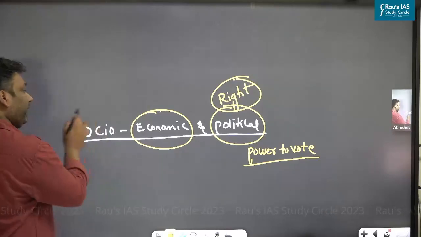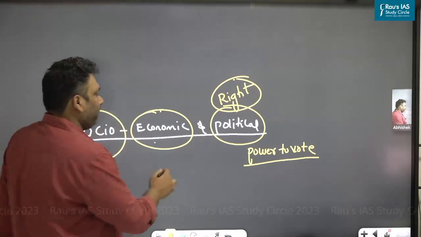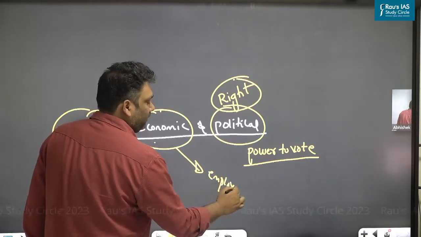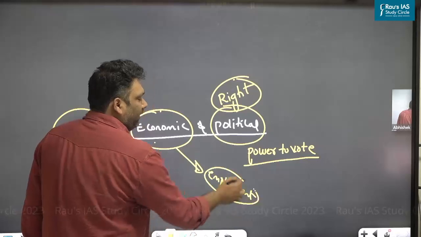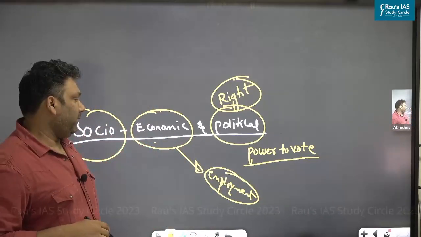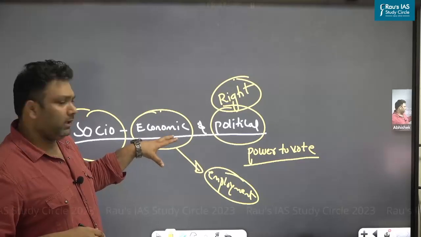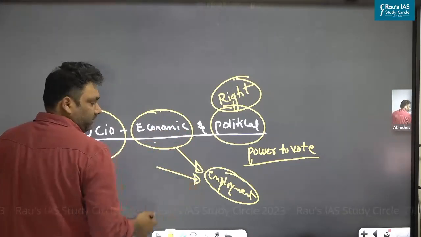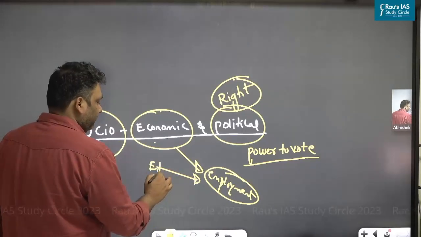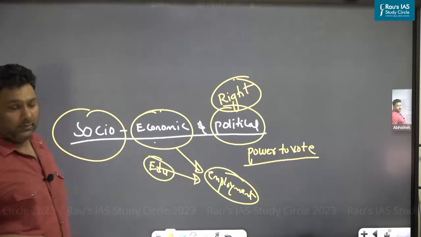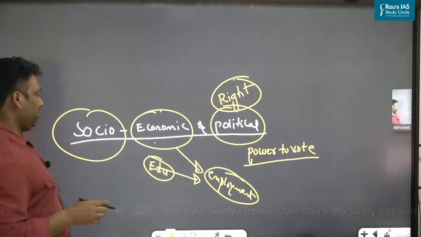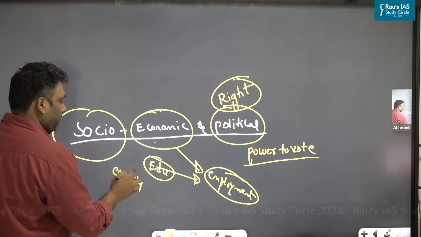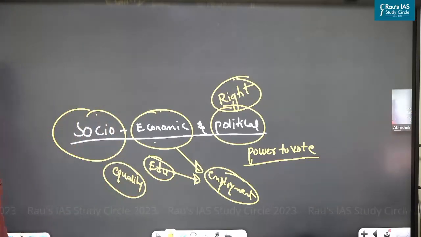And where from this economic empowerment comes? Say, for example, economic empowerment comes from employment. The women are getting employed, they're working, then they become economically independent or financially independent. They need education also. You'll be providing education to a girl child only when you're treating them equally. So that is where the social right will come.